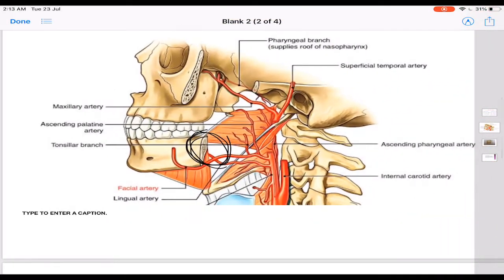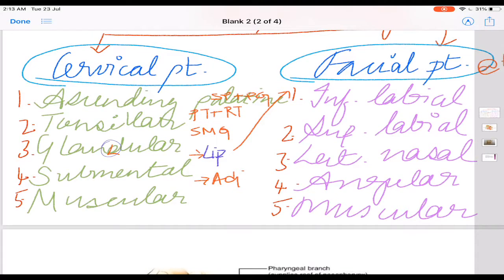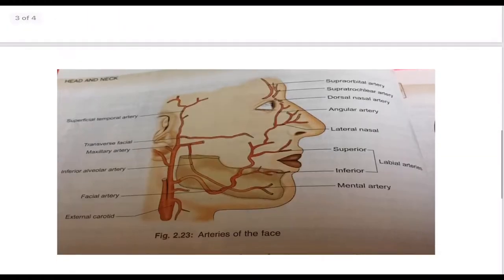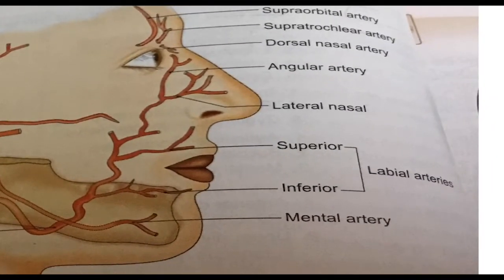So now that we have had an understanding of the cervical parts, now we'll move ahead with the facial part. Okay. Now as we go on with this, it is wiser for you to make separate notes of the branches, which I will try to put pictures of on the community page. Please check it out. Now coming to the facial part. Now the facial part consists of about 4 and a group of muscular branches. Now the 4 parts are the inferior labial, the superior labial, the lateral nasal, and the angular artery.